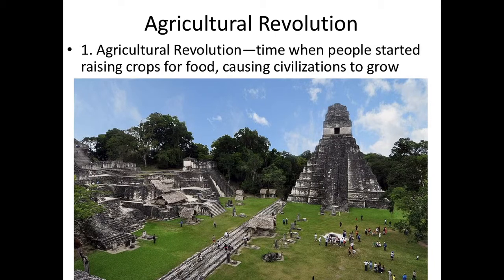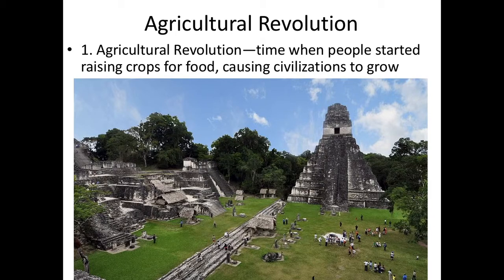The first term we're going to talk about is the agricultural revolution. Prior to the agricultural revolution, you'll remember that these Native American tribes were mainly nomadic. That meant that they would follow different animal herds around, hunting them for food, and they never stayed in one place for very long.